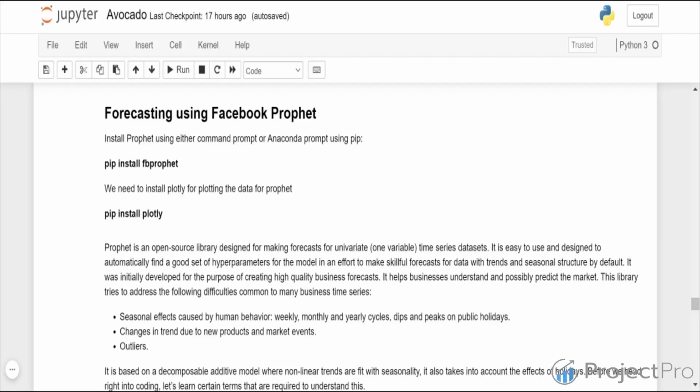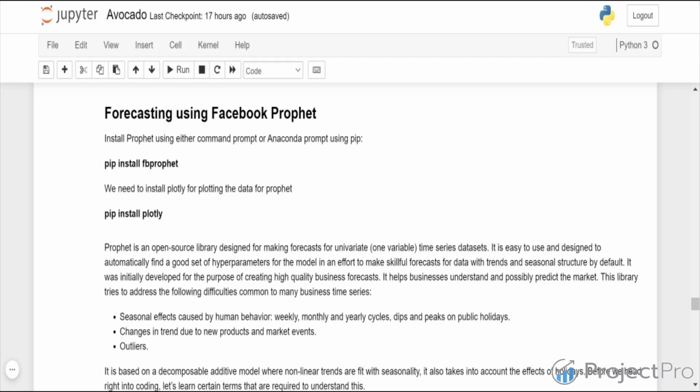Hello everyone, in this video we are going to forecast the prices for avocado using Facebook's Prophet library. Before we discuss what Prophet is, let's take a look at how we need to install Prophet. You can install Prophet either using pip or conda. If you are using pip, you can just do pip install fbprophet.